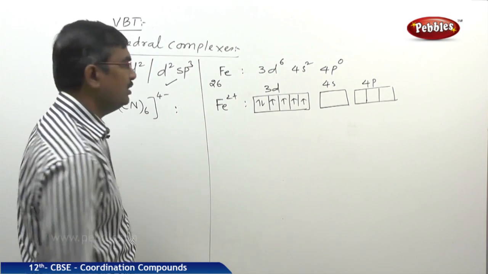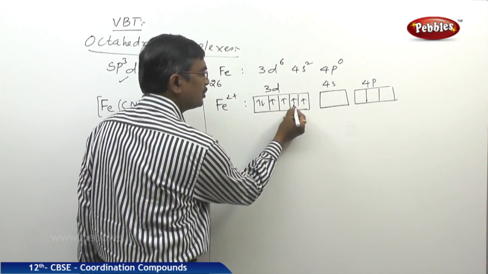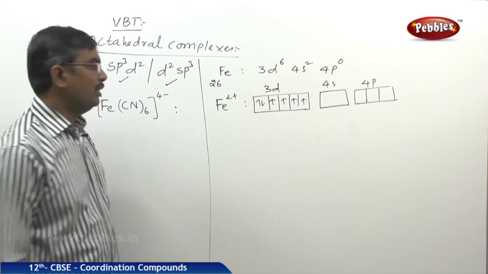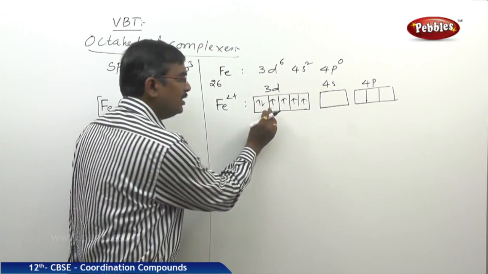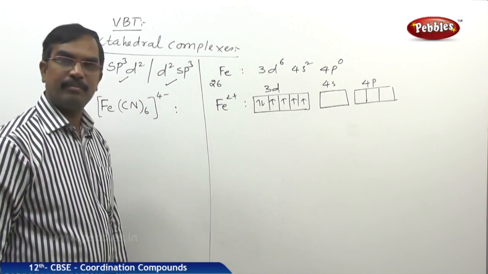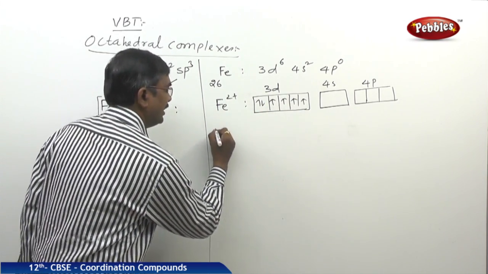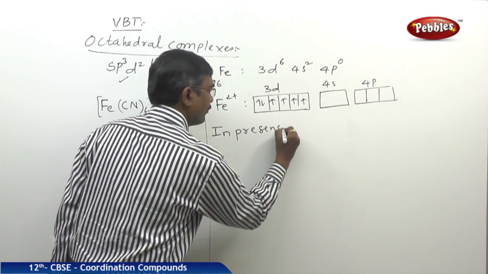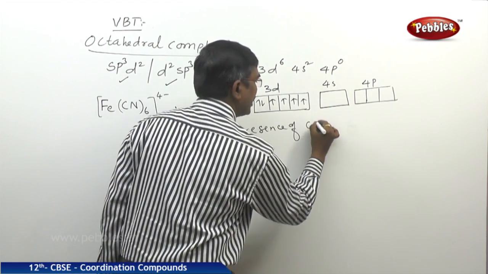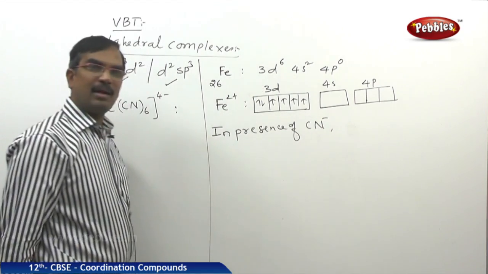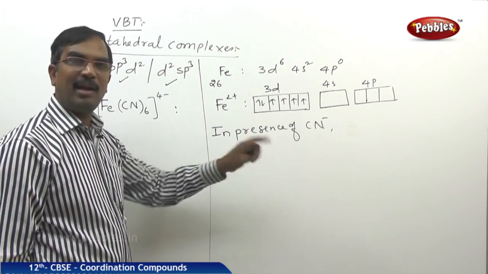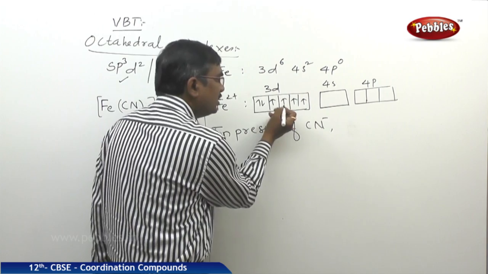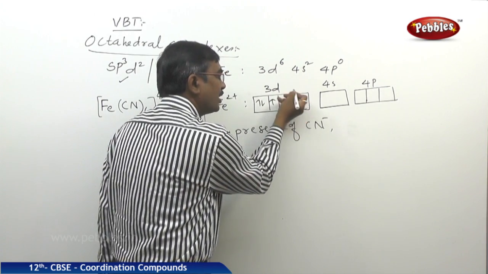So because of this reason, here we have 1, 2, 3, 4 unpaired electrons. So in presence of the CN minus, these unpaired electrons get paired up. CN minus, as I already told you, is a strong field ligand or strong ligand. So the unpaired electrons will get paired up. Because of this reason, these two get paired up, and these two also get paired up.